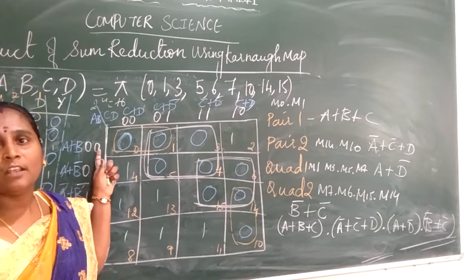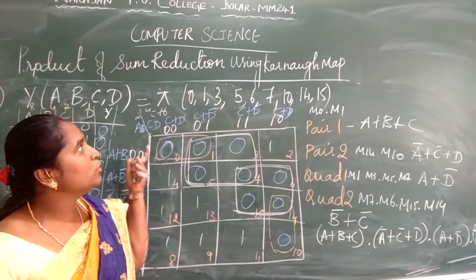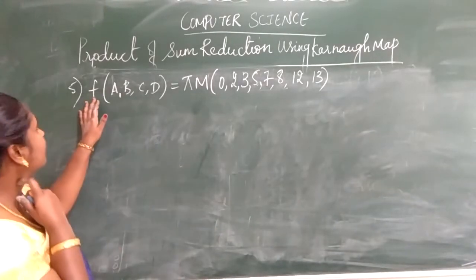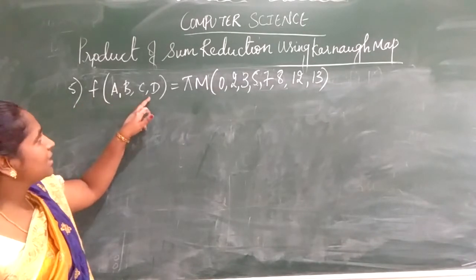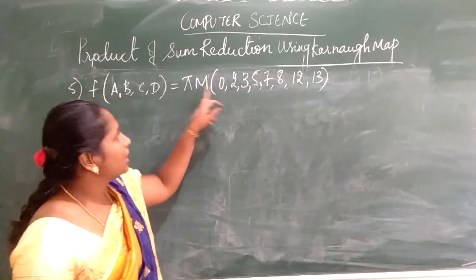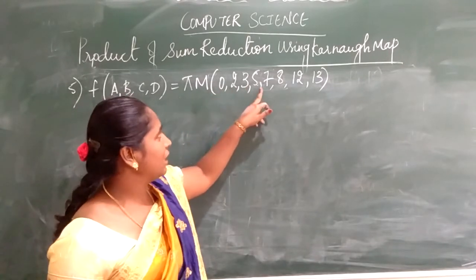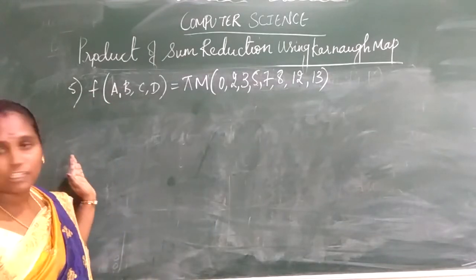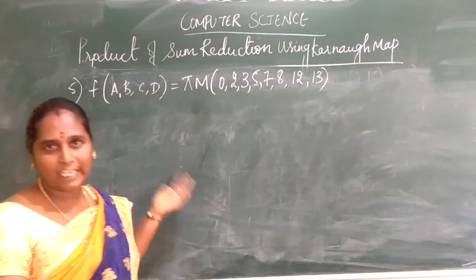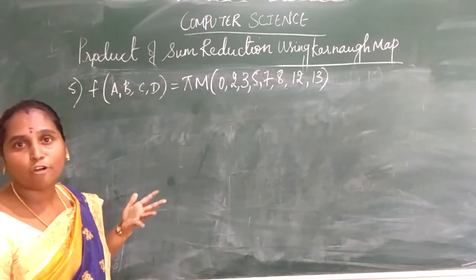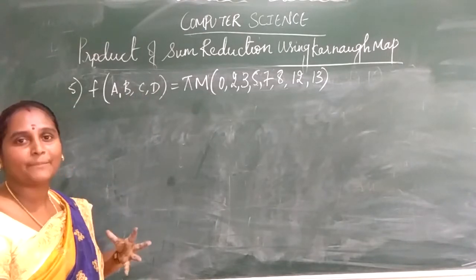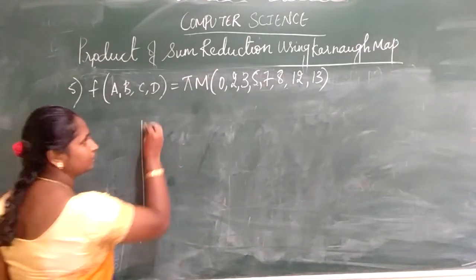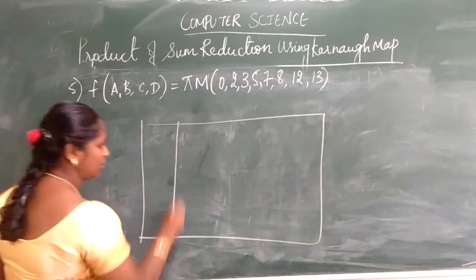Let's see another problem, then we will come to know what the K-map is using the max term. The fifth example: f of a, b, c, d is equal to pi of M, that is max terms, 0, 2, 3, 5, 7, 8, 12, 13. First we prepare the truth table. You have already solved how to prepare the truth table, so directly we go to a K-map. It is a 4 input, so 2 to the power of 4 is 16 squares to be represented in a K-map. First we will draw 16 squares.